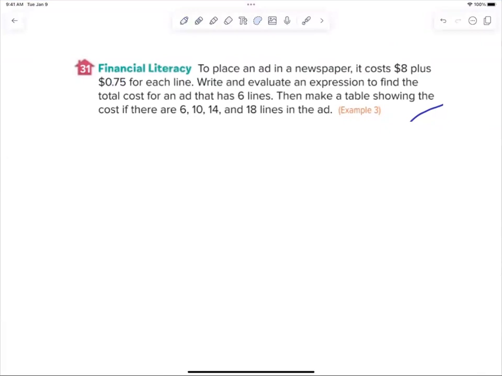To place an ad in a newspaper costs $8 plus 75 cents for each line. Write and evaluate an expression to find the total cost for an ad that has 6 lines. All right, so what do we got? To make our table, let's start out with a table. And this is going to be the number of lines, and this is the cost.